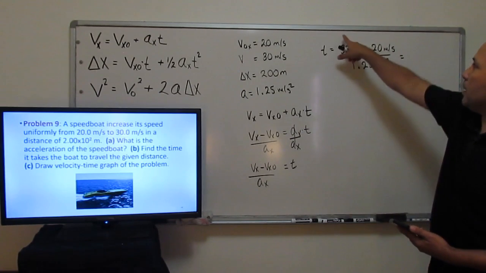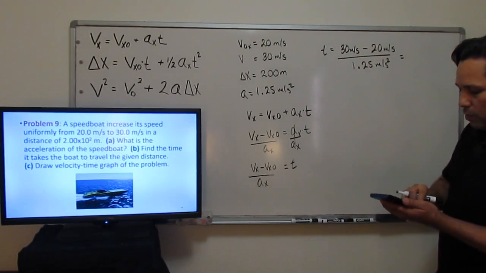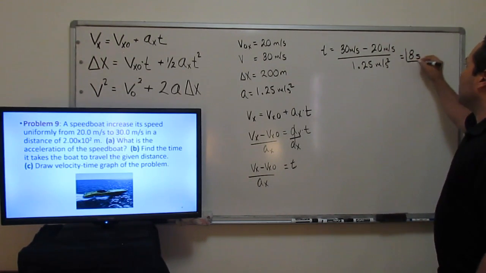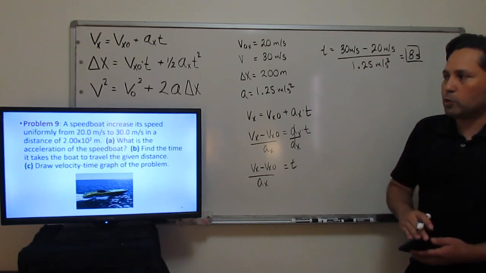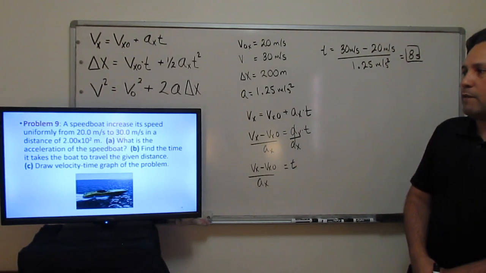So that's going to be 30 minus 20 is 10, and then 10 divided by 1.25 gives us 8 seconds. That was part B. That would be the amount of time it took to go from 20 meters per second to 30 meters per second. Alright, part C. They want a velocity time graph of this problem.